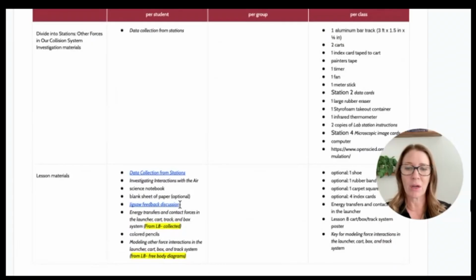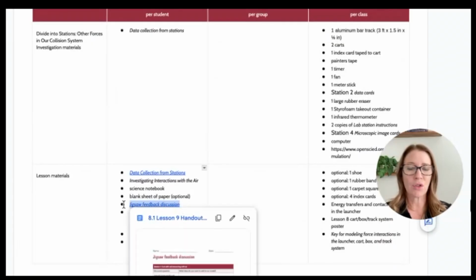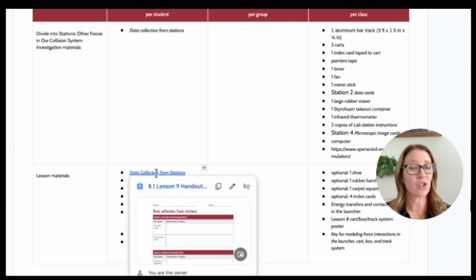Now, I will say there are a few handouts. The main one here is for students to write down how they would revise their model as they're sharing their constructed explanations about how they think energy transferred at each station. They're only going to construct an explanation for one of the stations, and then they're going to share out. And so as they're sharing out, they're taking notes of how they're going to revise their handouts that we did in Lesson 8. This is, of course, the handouts that students will complete as they go through the station.